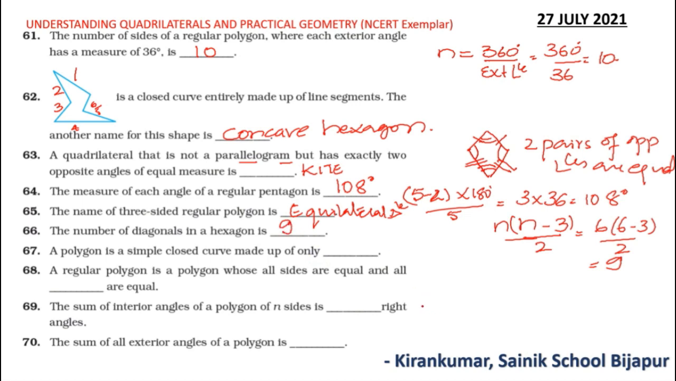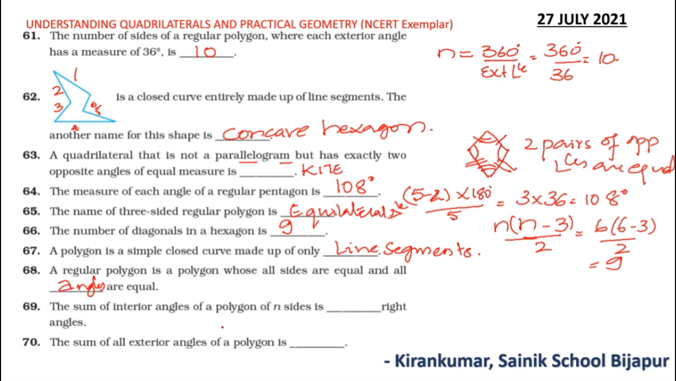Question 67. A polygon is a simple closed curve made up of only line segments. A regular polygon is a polygon whose all sides are equal and all angles are also equal.